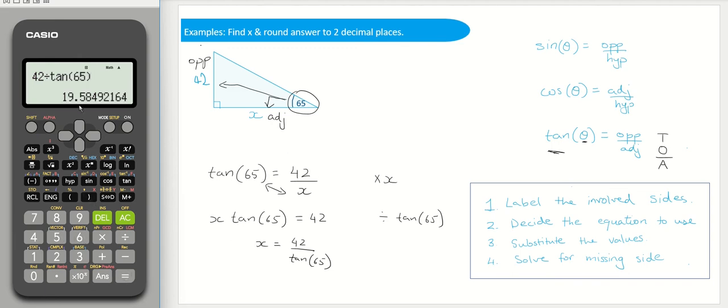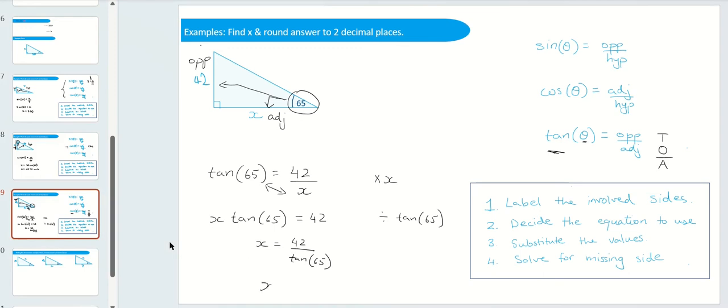And that's 19.584. Again, the third decimal place value is less than 5. So when rounding to 2 decimal places, we are going to round down and leave it as 19.58. So this is saying that this length here is 19.58 units long.